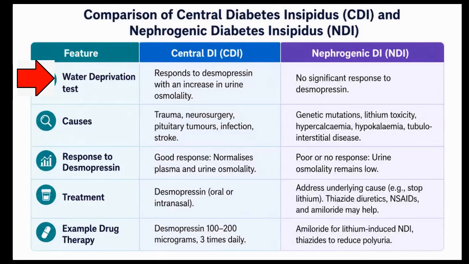7. Water deprivation test. In both types, the urine initially remains dilute because water cannot be conserved properly. The key difference appears after giving desmopressin. Central diabetes insipidus responds to desmopressin with an increase in urine osmolality. Nephrogenic diabetes insipidus. No significant response to desmopressin. 8. Treatment. We will discuss this in a minute when we talk about management of DI.